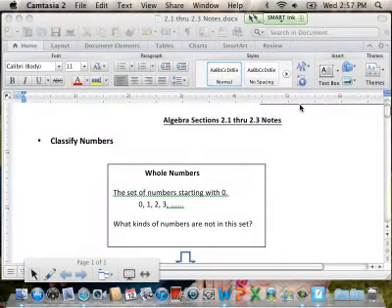Okay, in this video here, we're going to take a look at algebra sections 2.1 to 2.3. Again, we're going to combine sections as we go through the first few chapters just to save us some time down the road for some different activities and different things so we can go into a little bit more detail with certain concepts. So, first of all, classifying numbers.